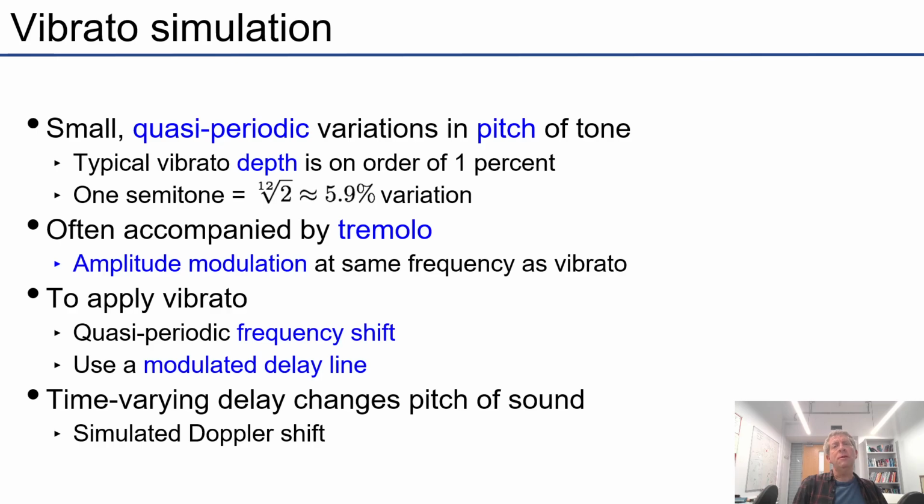Vibrato is often accompanied by tremolo, which is amplitude modulation. Somewhat simpler effect, it's just changing the level of a signal, but modulating that in a quasi-periodic way.